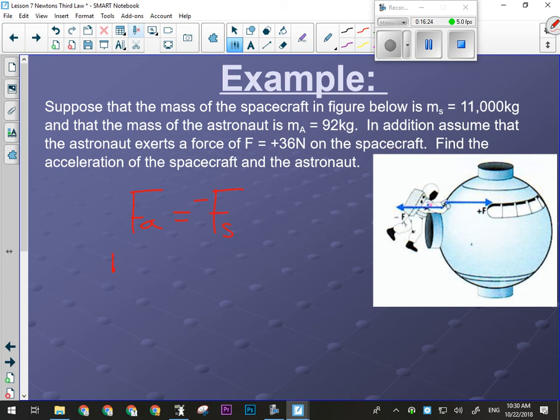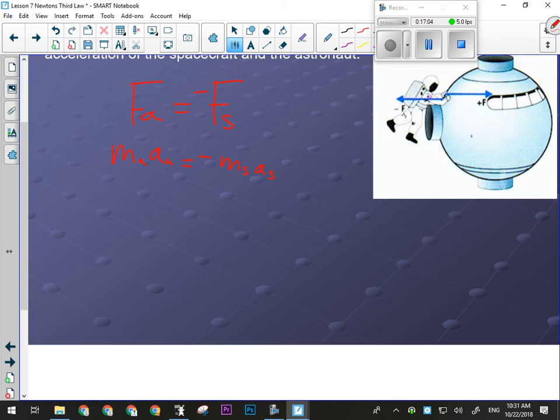That means that the mass of the astronaut times the acceleration of the astronaut equals negative mass of the spacecraft times acceleration of the spacecraft. Everybody all right with that? So I know that the force on the astronaut is 36 newtons, and so is the force on the spacecraft. But the astronaut exerted a force of positive 36 newtons on the spacecraft, so the force that the astronaut experiences is negative 36. Now I can calculate the accelerations of both of them using Newton's second law. All I need Newton's third law for is to get the forces to be equal. Once I realize that, it just becomes a Newton's second law question.